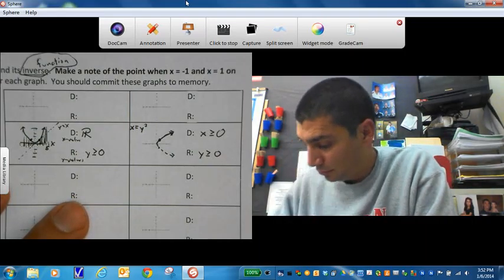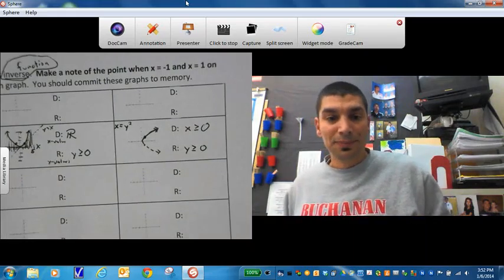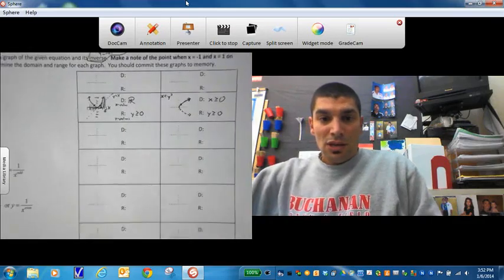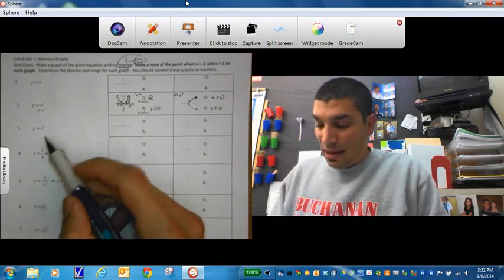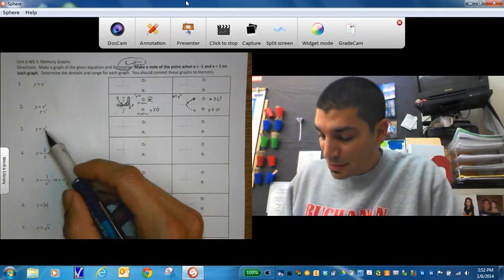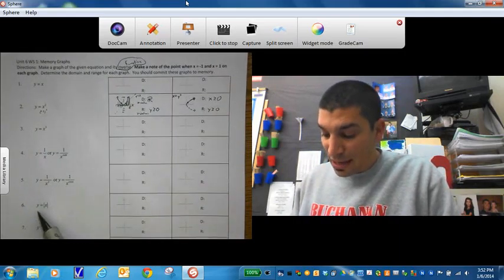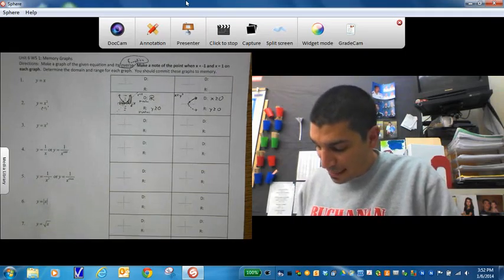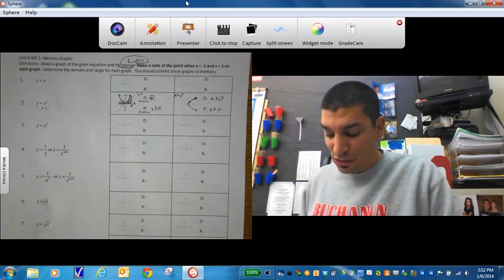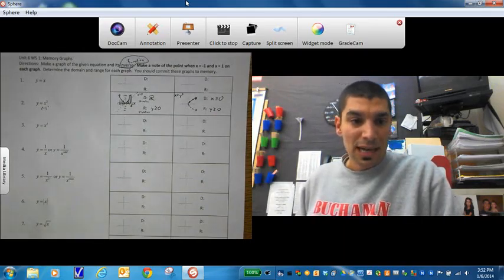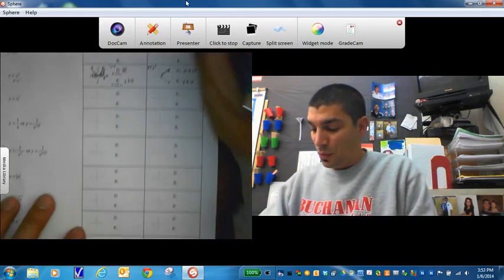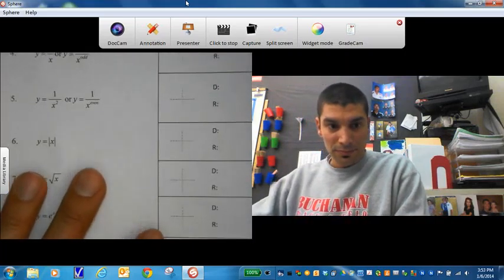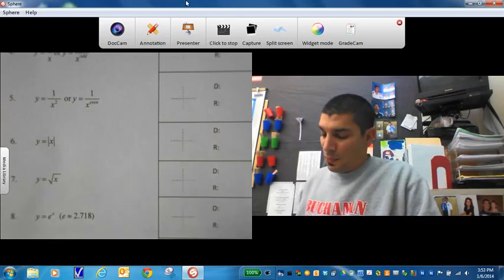So that was one example of what I want you to do on this worksheet. You have to figure out how to graph y equals x to the third, 1 over x squared, y equals absolute value of x. What would that look like? Square root of x, e to the x, natural log of x, and so on. So let me do number 6 with you. Y equals absolute value of x.